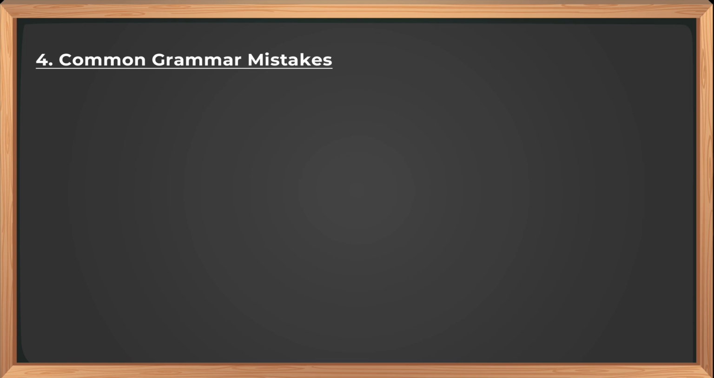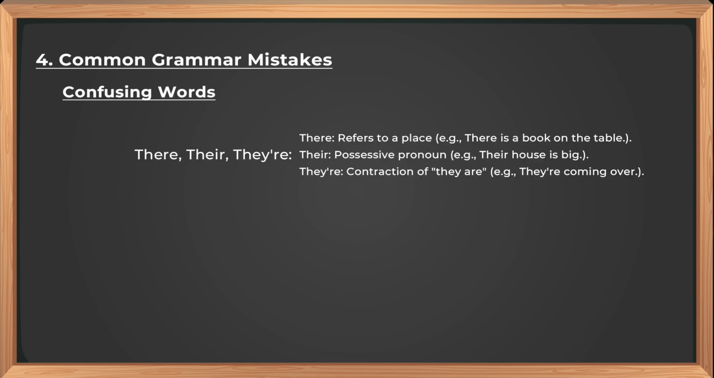4. Common grammar mistakes. Confusing words. There, their, they're. There refers to a place. Example: there is a book on the table. Their is a possessive pronoun. Example: their house is big. They're is a contraction of they are. Example: they're coming over.